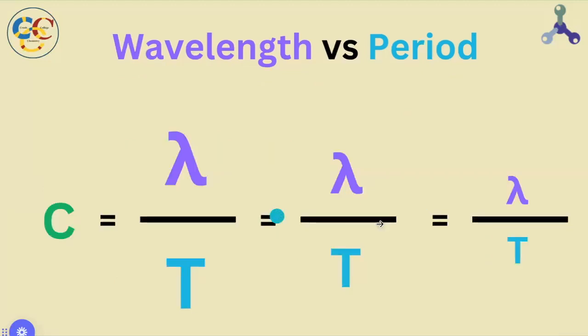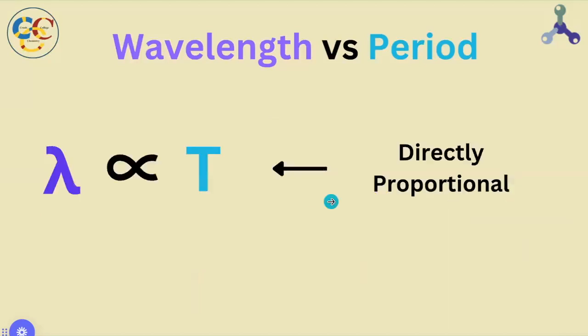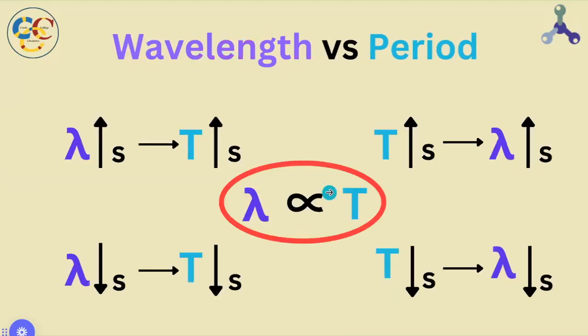All of these quotients are equivalent to each other, and as you can see, both terms get big together and they both get small together. These terms are directly proportional to each other, symbolized by this expression, because as one term increases, so does the other, and when one term decreases, so does the other.